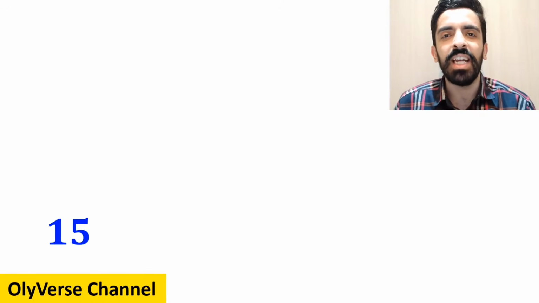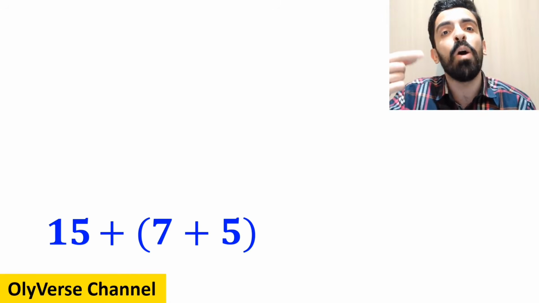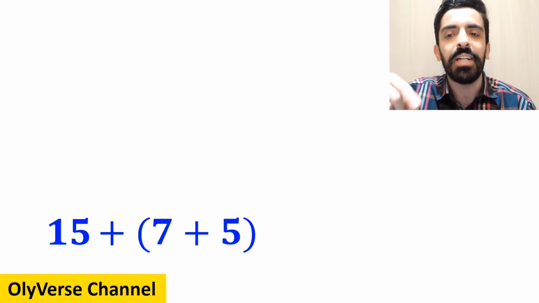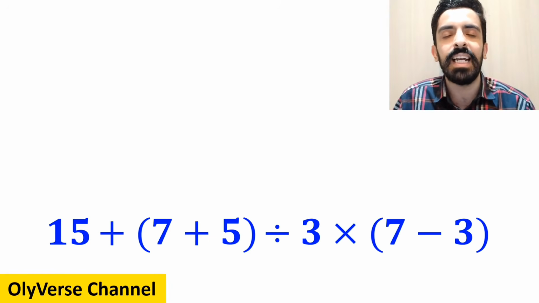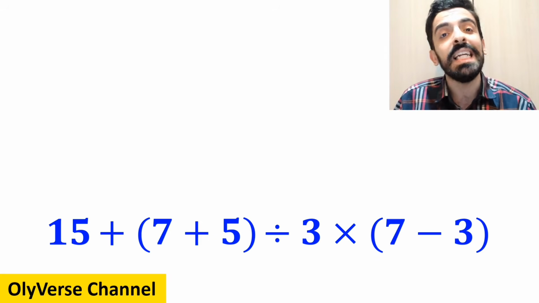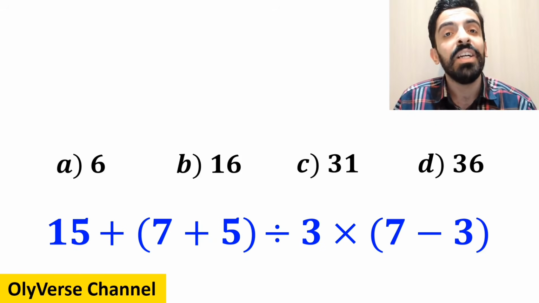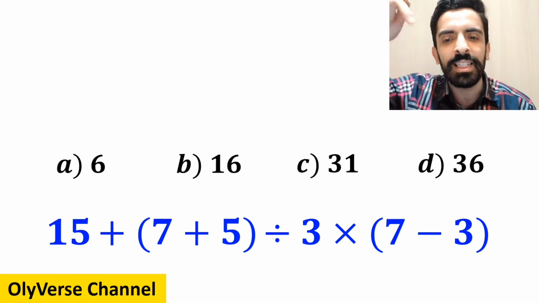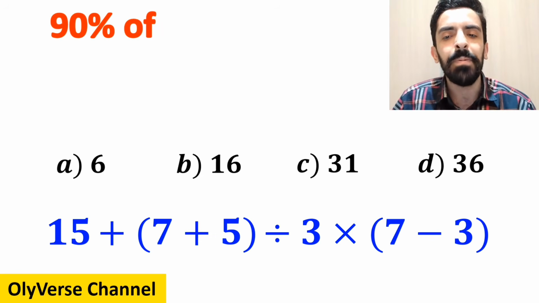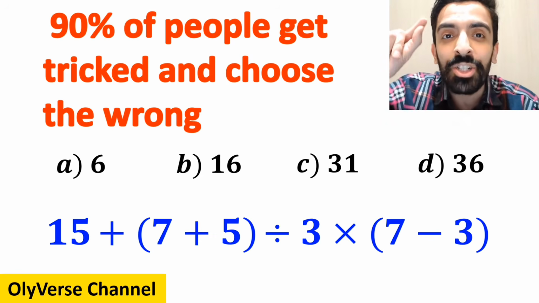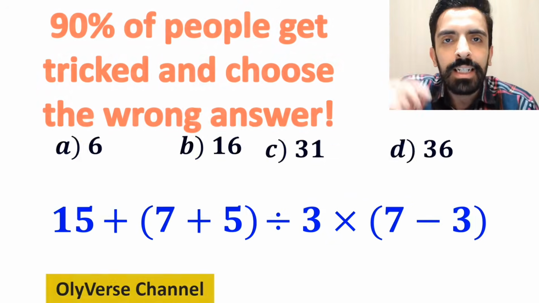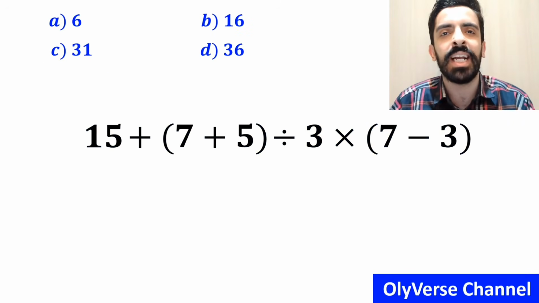What is the value of the expression 15 + (7 + 5) ÷ 3 × (7 − 3)? Which option do you think is the correct answer to this question? 90% of people get to read and choose the wrong answer. Let's go step by step and solve it together.